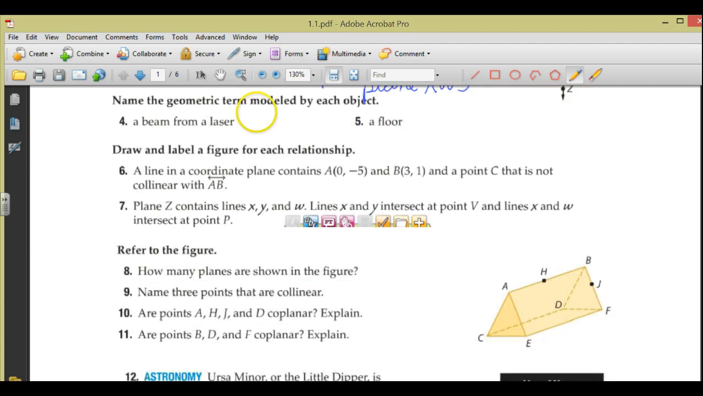Number 5, name the geometric term modeled by each object. A floor. So a floor, let's say that this is the floor, and then you have a wall here and a wall back here. So the floor would be a plane.